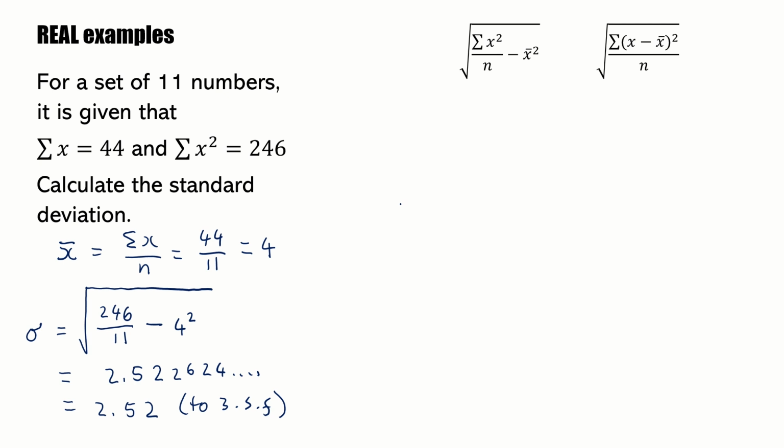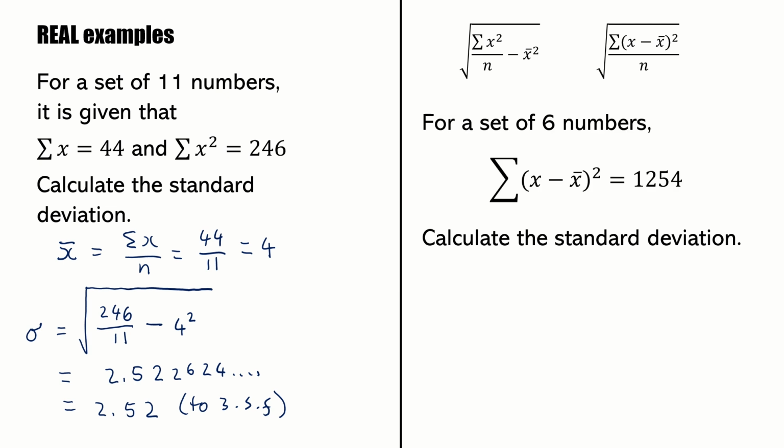Okay, that's our first example, but let's take a look at a second example. And our second example, this time, we've got only 6 numbers, and instead we've been given sigma of x take away x bar all squared, which looks really scary, except it's really not a problem, because it just means we're going to be using the second of the two formulas, the one that's on the right, to calculate standard deviation instead.